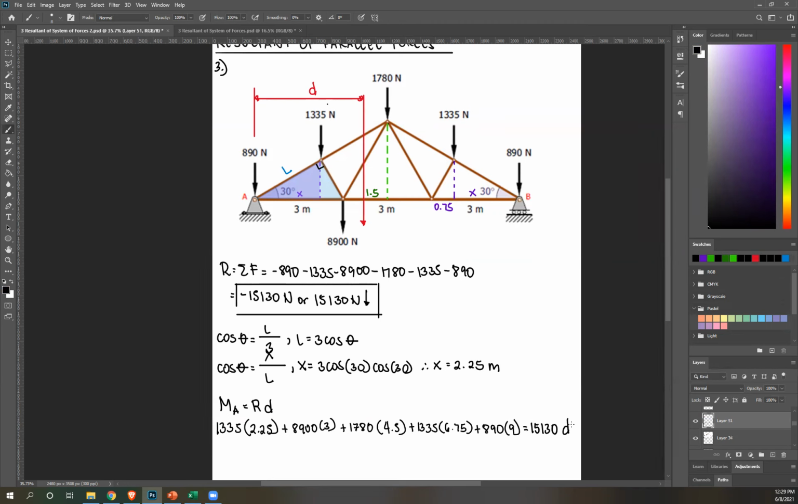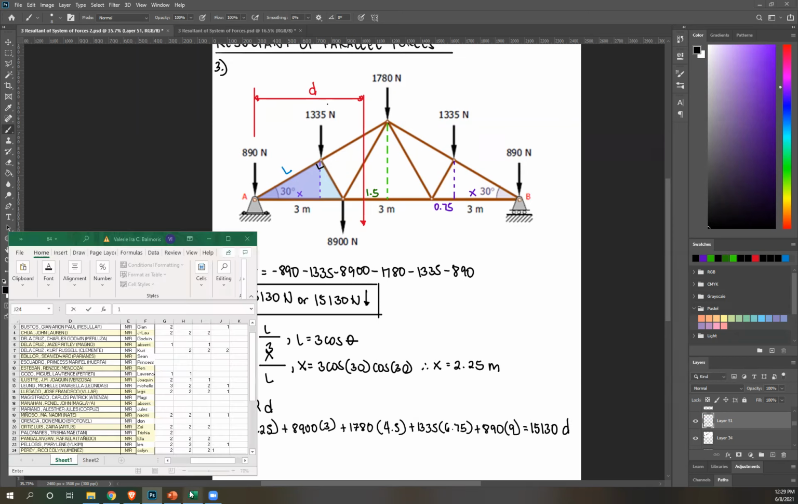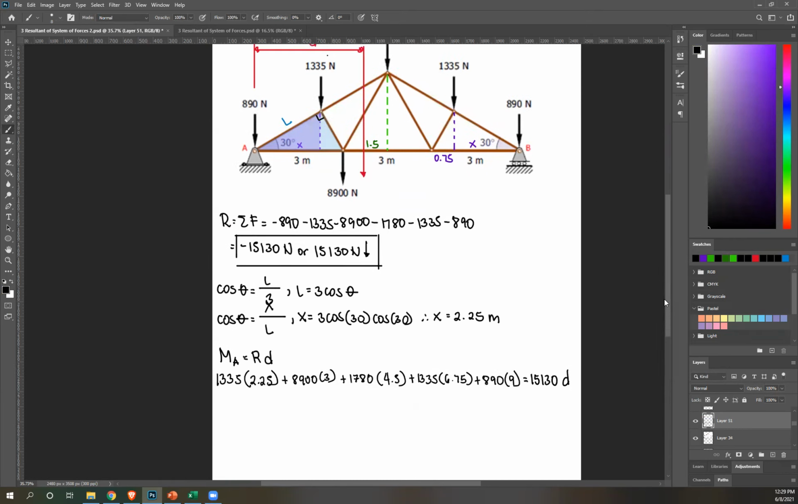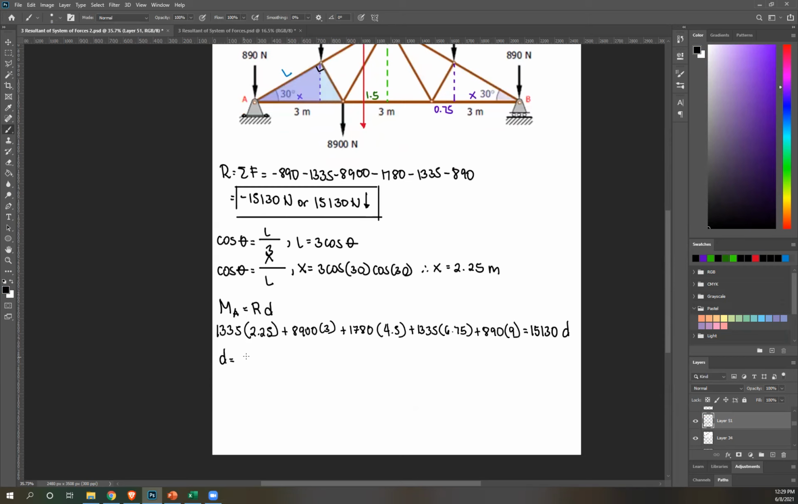Correct, 3.62. Correct, Naomi and Zaira. So D is equal to 3.62 meters.